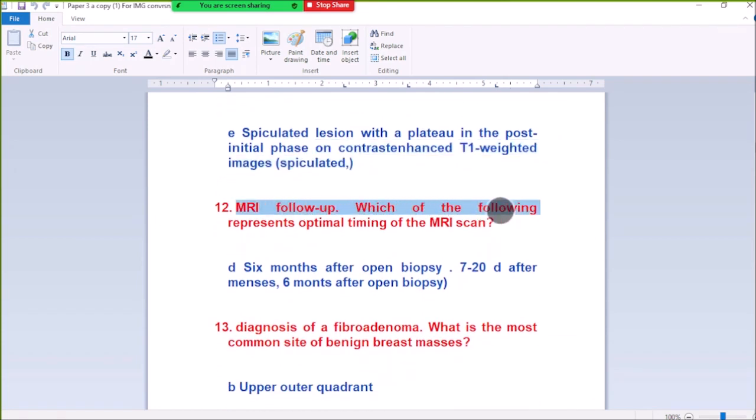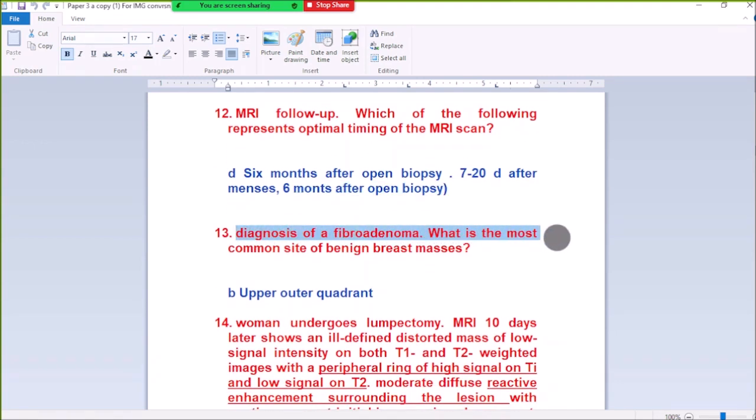Twelve: MRI follow-up. Which of the following represents optimal timing for the MRI scan? Six months after open biopsy, 7 to 20 days after menses. The optimal time for the MRI scan follow-up is 6 months after open biopsy. MRI we do 7 to 20 days after menses, and 6 months after open biopsy.